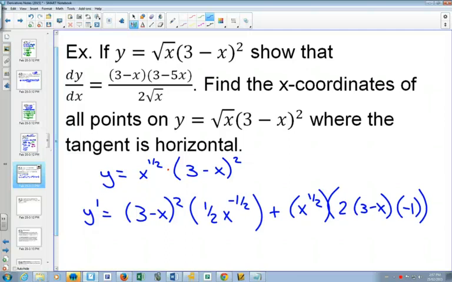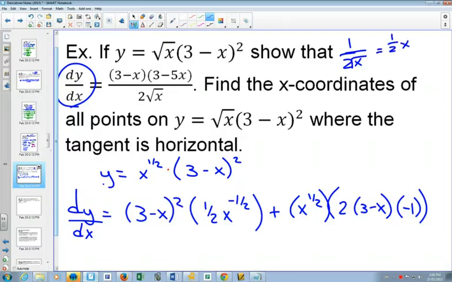Again, what we want to show is that we have a 2 root x on the bottom. I'll just write this as dy dx because this had a dy dx, so to keep a nice format going. I want to have a 1 over 2 root x on the bottom. Maybe you remember that that's the same as half x to the negative a half.